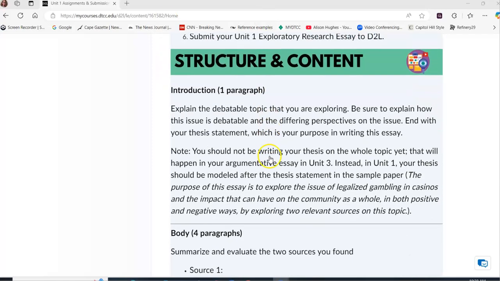Now, keep in mind, this is not your argument. This is not the paper where you are picking a side. This is not a thesis where you are picking your side. This is just giving us the purpose, okay?